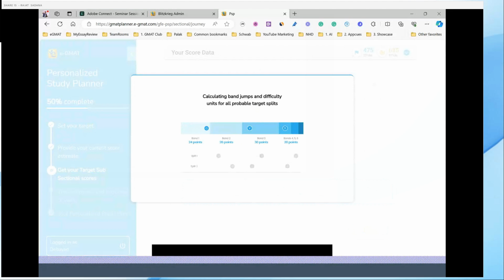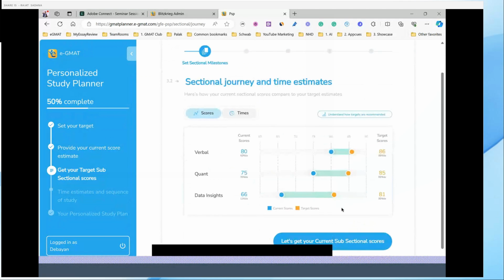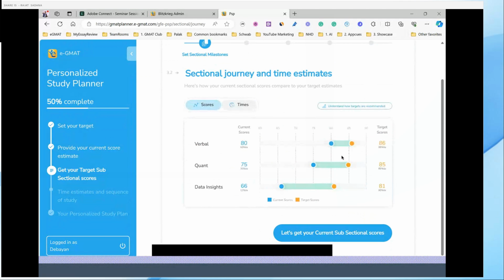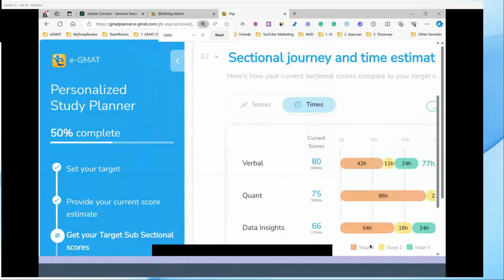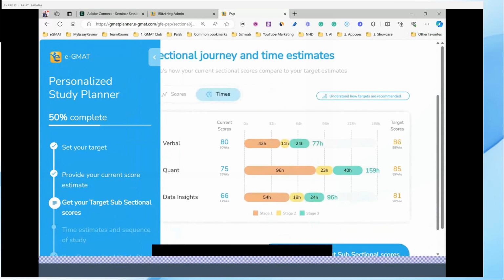At this point, I will look at this, and it'll give me estimates of how long it will take for me to get there. I can see the number of hours that I need to put in to get to this score, and where those hours would go. In verbal, I'd need about 77 hours to go from a 60th percentile, let's zoom this in so you can see this, to essentially a 98th percentile.